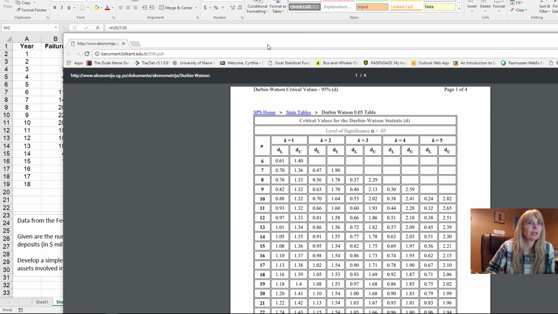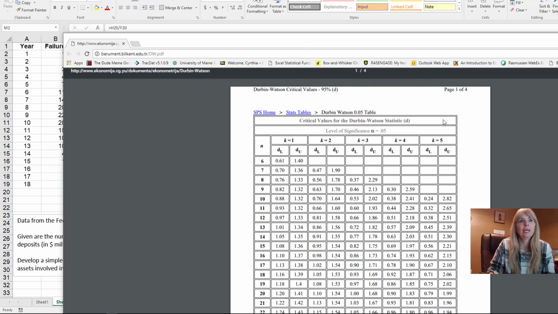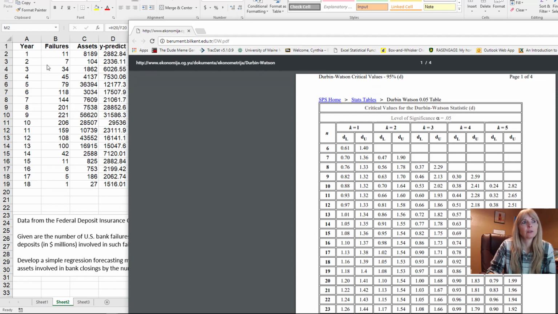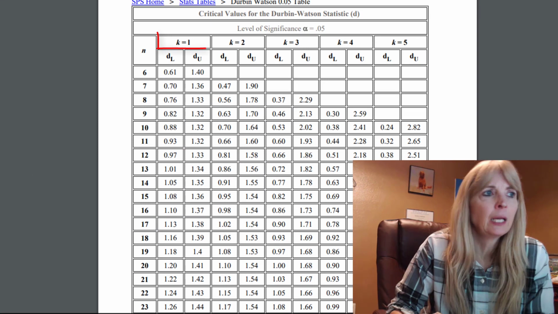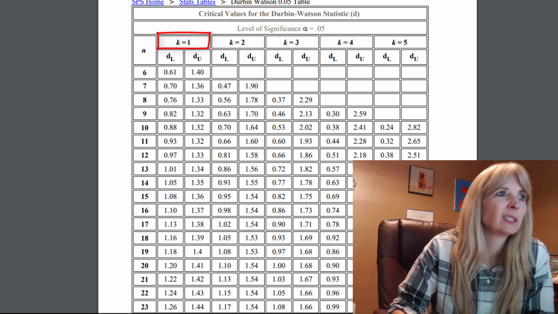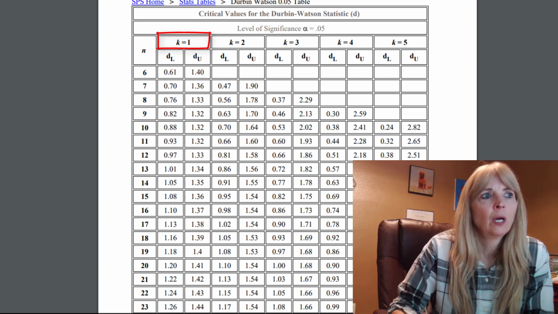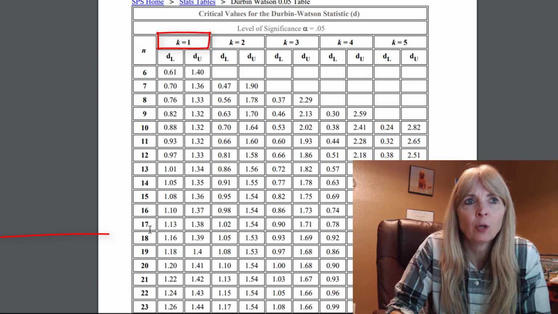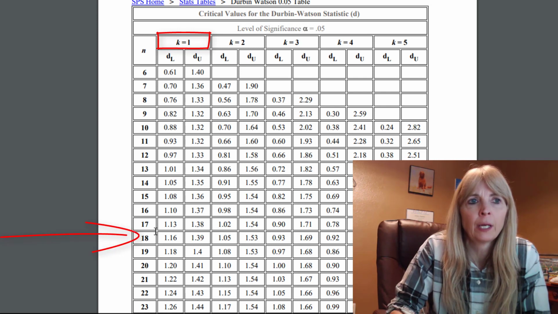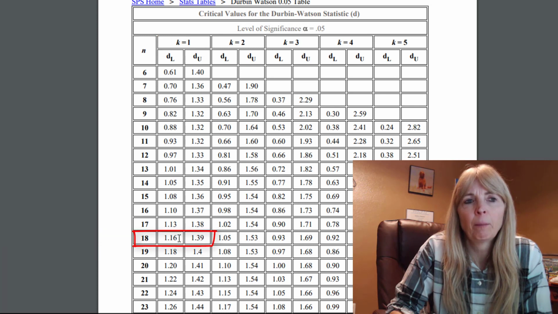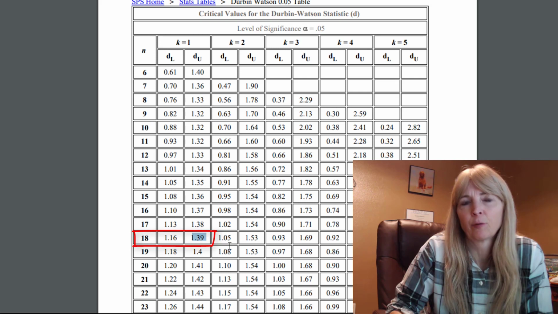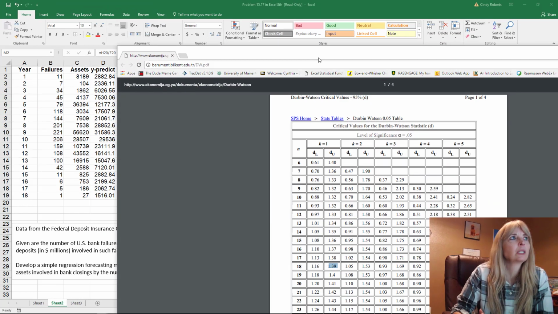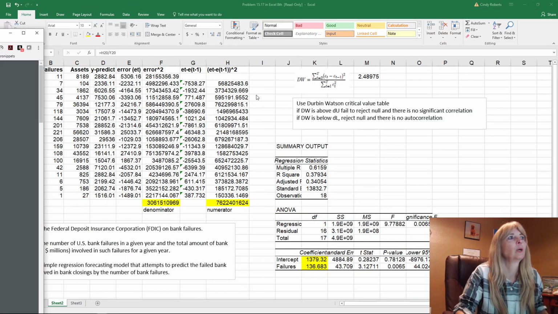A couple of other things: K is the number of predictors, and we only had one, the failures. And then N is N, so in this case, because it started at 2 right here, it would be 18. So I'm looking at K equals 1, N equals 18. I get 1.16 for the lower and 1.39 for the upper. So you know where I got those values.